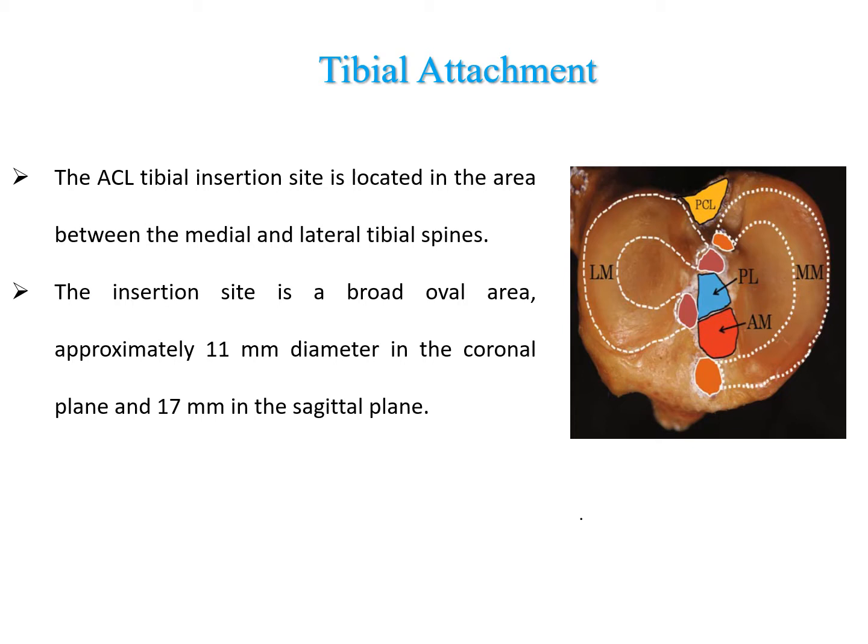Moving to the tibial attachment, the ACL is attached in the area between the medial and lateral tibial spines. The ACL does not attach to the tibial spines. It has a broad oval or C-shaped attachment area, 11 millimeters in the coronal plane and 17 millimeters in the sagittal plane. And obviously we cannot cover this with a rounded graft, and therefore you cannot achieve the collagen fill with the rounded graft. So just be in the center of this point and leave the old ACL fibers intact. Do not remove them to have a proper collagen fill.